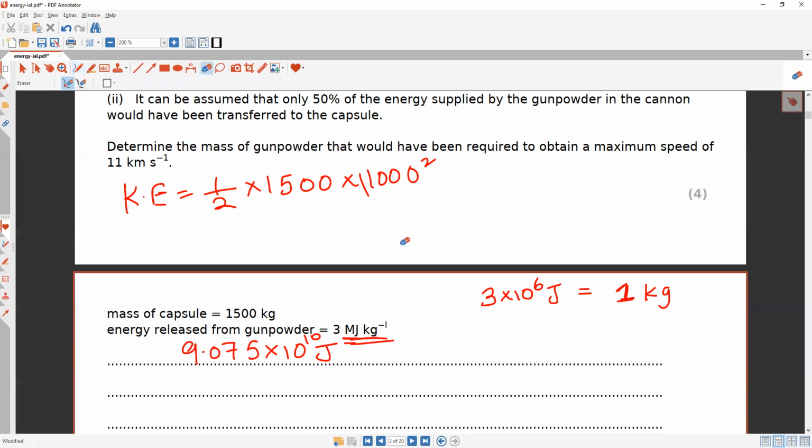If you burn 1 kg, you are not getting 3 megajoules. You are getting only 1.5. Why? Because your gunpowder is only 50% efficient. That is the reason. So for 1 kg, you are getting 1.5 into 10 raised to 6 joules. So therefore, for 9.075 into 10 raised to 10 joules, how many kg is needed?